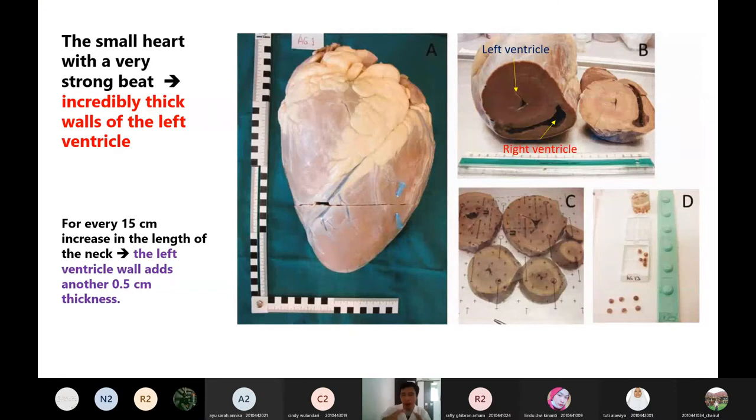So when they are very young, the length of the neck is shorter, and the older the giraffes, the longer the neck is. The scientists found that for every 15 centimeter increase in the length of the neck, so the distance between the heart and the brain, of course, it will increase the left ventricle walls by another 0.5 centimeter. So the thickness of the left ventricle walls is positively associated with the length of the neck. The longer the neck and the thicker the left ventricle walls, a kind of adaptation.